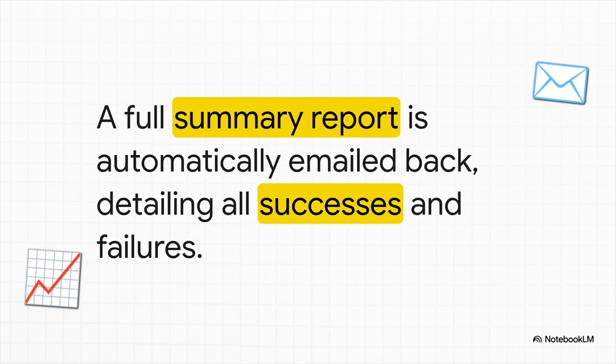And this is where that feedback loop we talked about is so important. After the system has gone through the entire list, it automatically puts together and emails a summary report right back to the person who started it all. This report tells them two things. First, how many invites were successfully sent out. And second, just as important, it gives them a list of every single invite that was rejected and why. This is awesome because it lets the organizer quickly fix any errors and just resubmit the ones that failed.